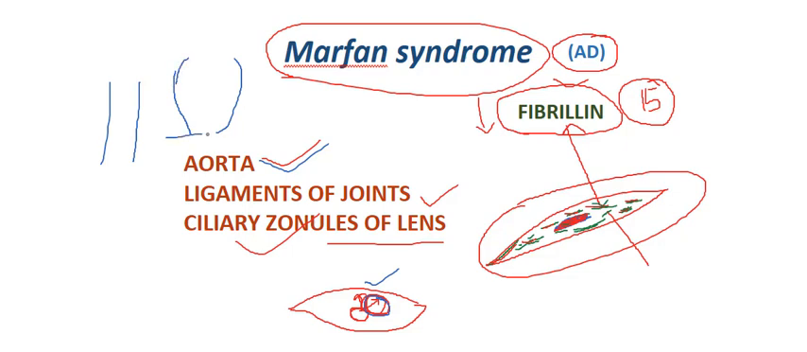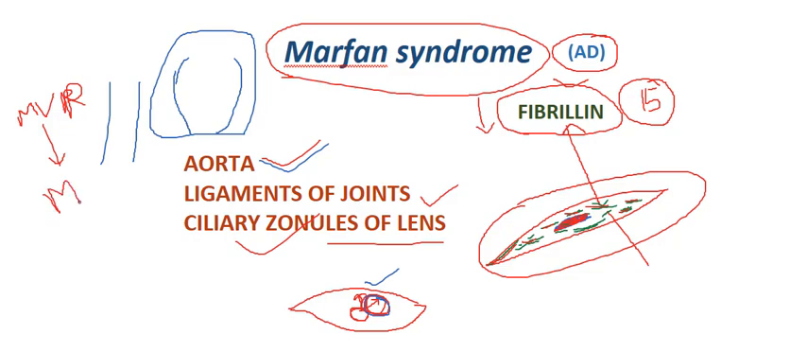This is also one of the clinical features of Marfan syndrome. Ascending aorta is dilated, and there will be MVP, which is called mitral valve prolapse, which leads to mitral regurgitation, MR. This may also occur in Marfan syndrome.